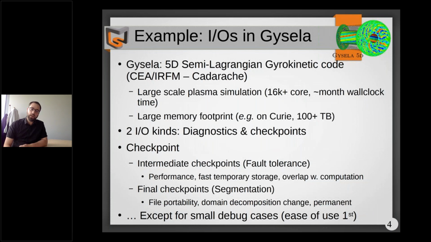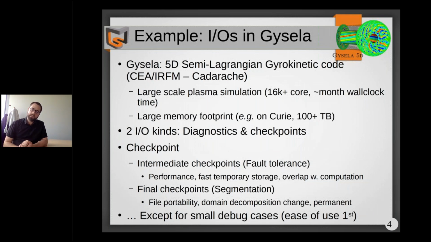You can only run a simulation for something like typically 10 to 24 hours. This is a limitation of the computing centers. And so if you want to run longer simulations, which is the case for Gysela 5D, you need to write the checkpoint at the end of this time and then read that checkpoint to restart a second step of simulation.